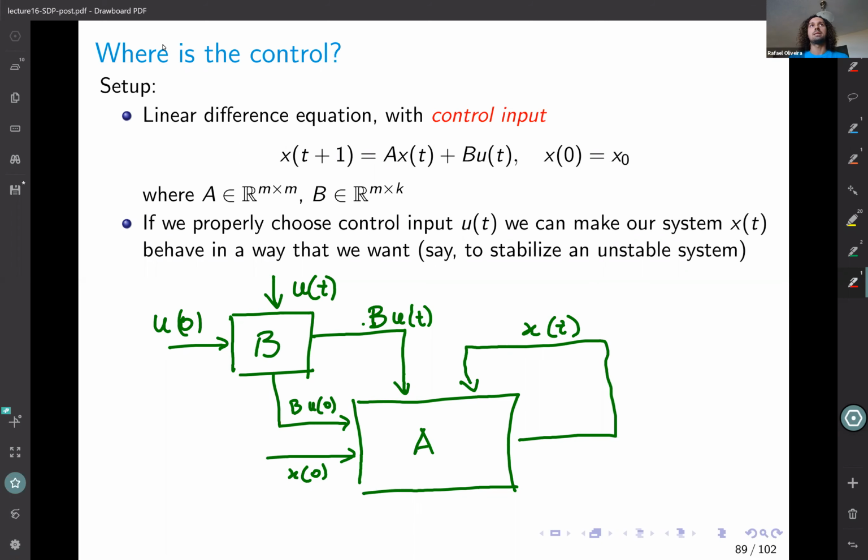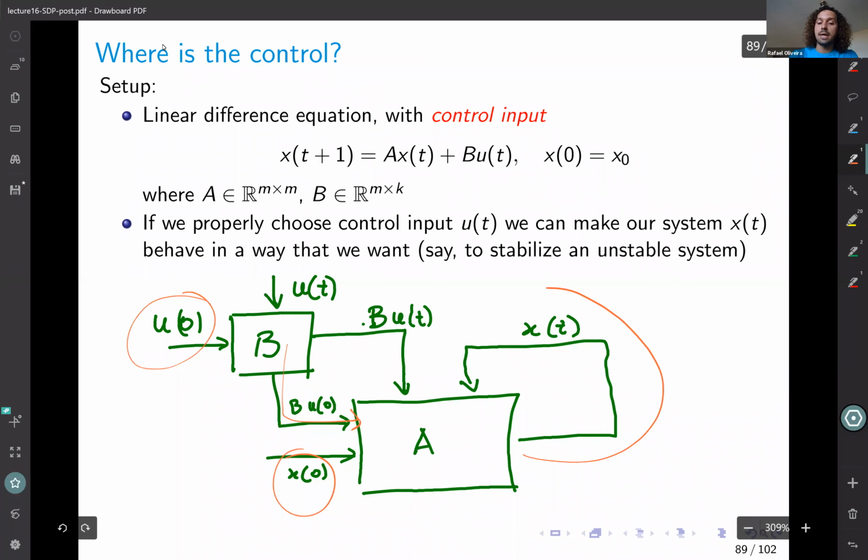If you think of this as a control process, at first we have our input U0 and our input X0. Then we pass U0 through this black box B, this machine B, and B outputs BU0 to A. At time 0, we input BU0 and X0 into A. Then A runs its process and gets us X_t, and then it inputs back into itself. It has this feedback loop.